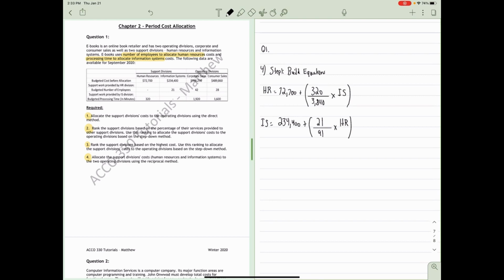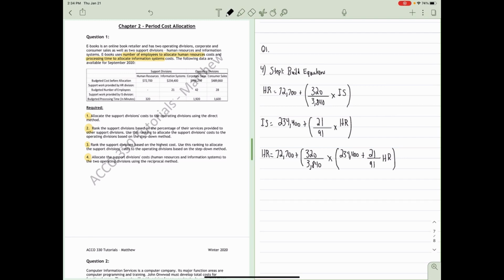For HR, it's 72,700 plus 320 over 3,840 times IS. What we're going to do now is substitute IS into this equation. Like I said, back to Math 206, 208 linear, and you're going to get this done. So times, open bracket, 234,400 plus 21 over 91 HR. Then you're just going to expand this bracket and keep going.